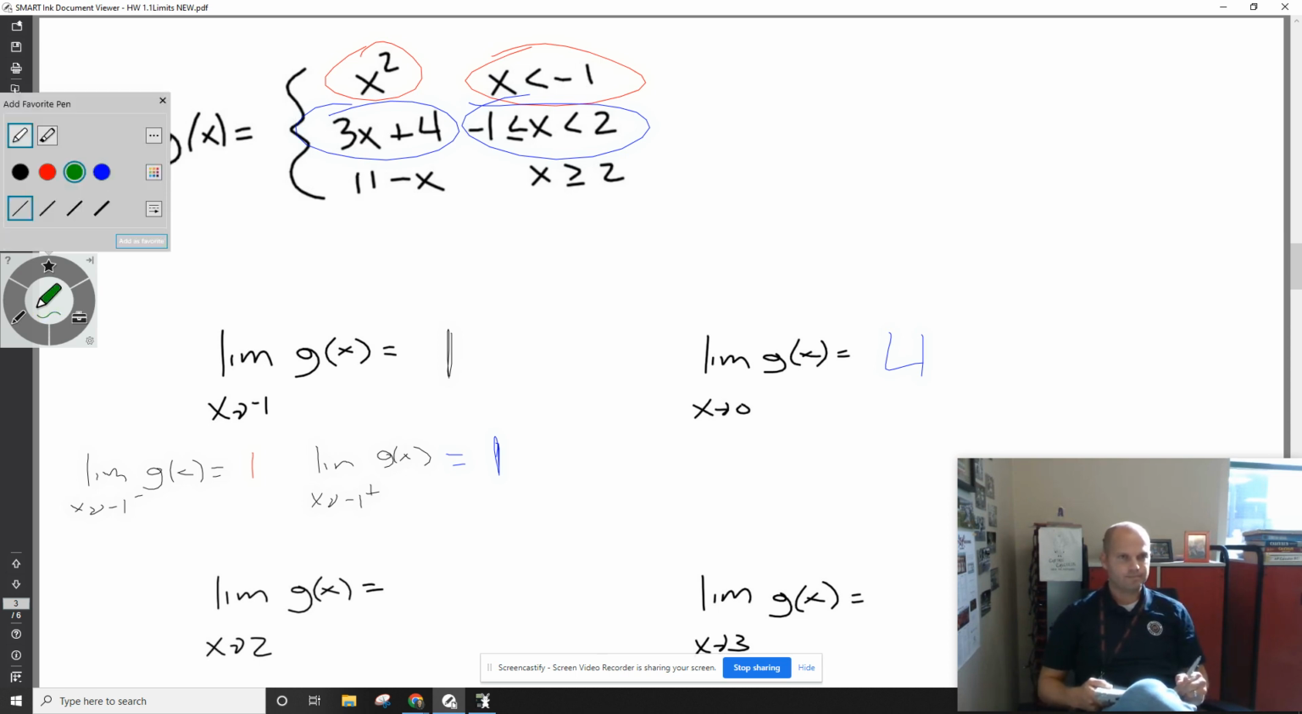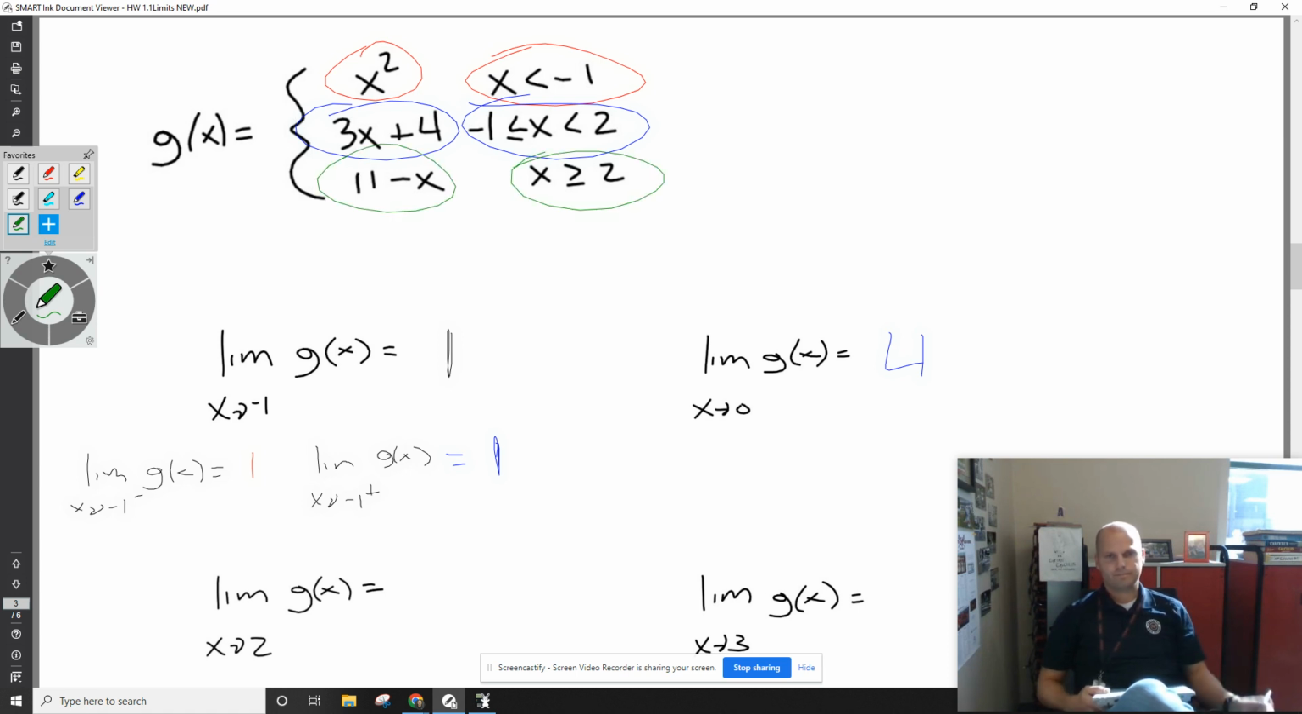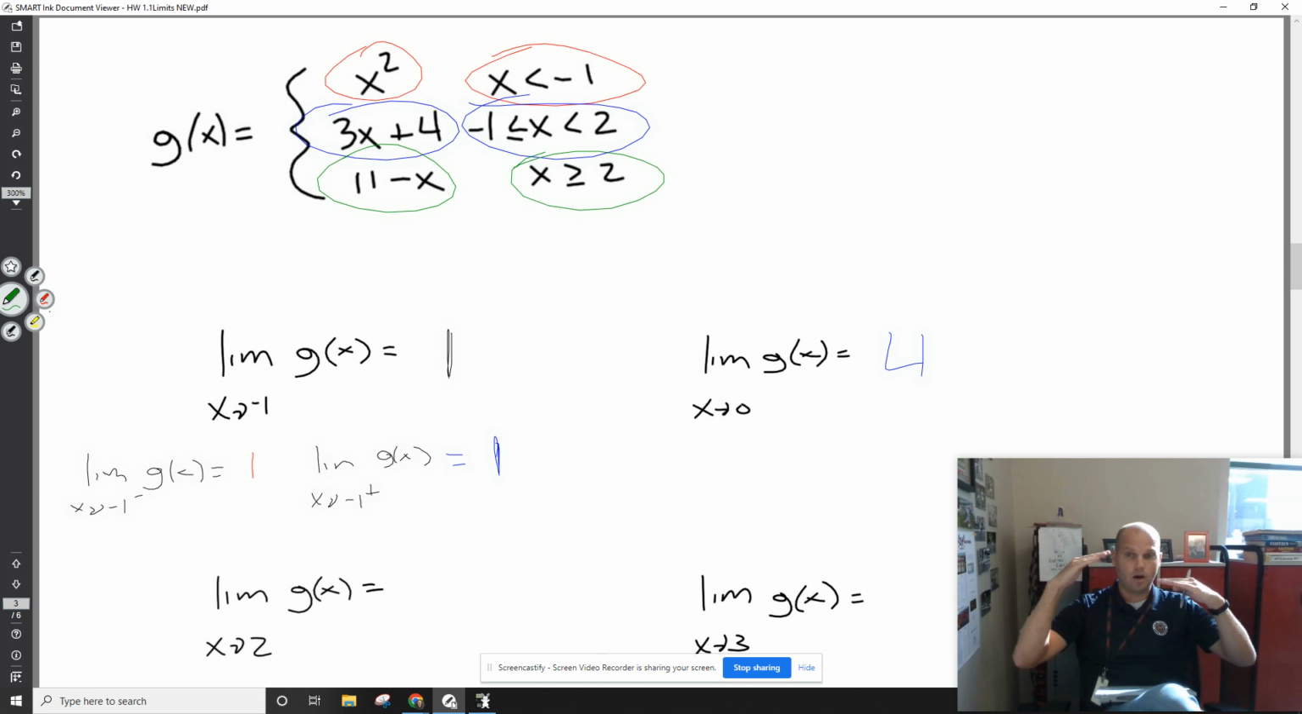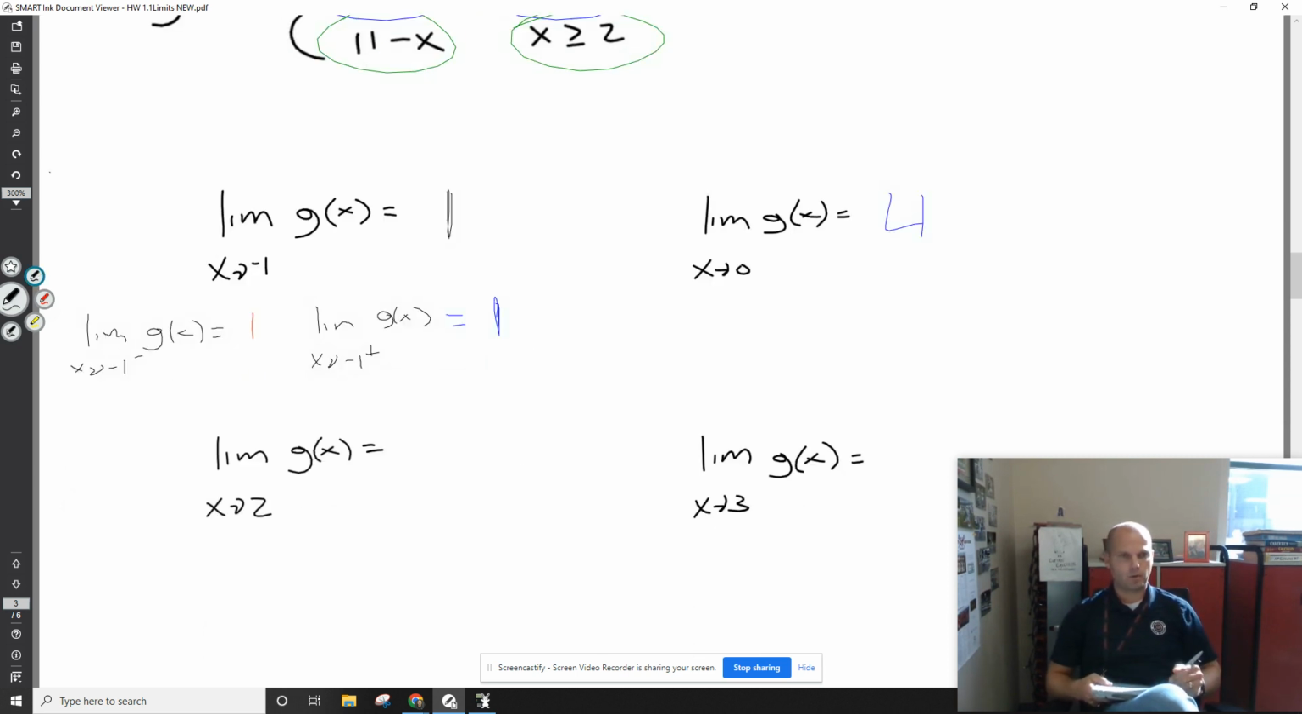Now, at 2, I'm using this guy to the right of 2, and I'm using 3x plus 4 to the left of 2. So this is where it's like, oh, you're using two pieces. Maybe they don't connect. Maybe they do, but you have to check. It's the whole piecewise question: will we jump or will we connect? So you've got to do a little bit of legwork for this one.